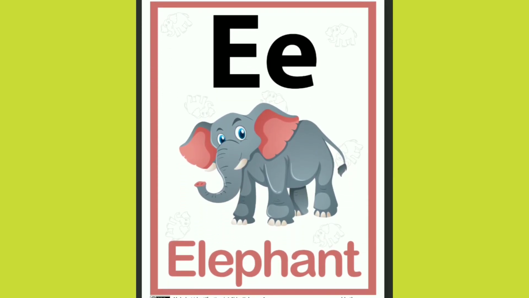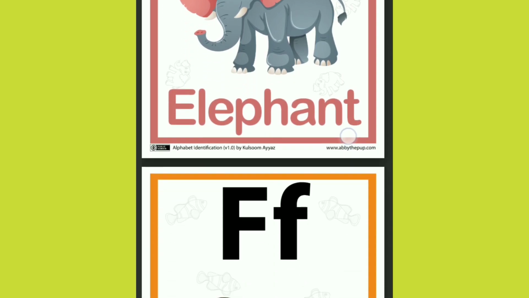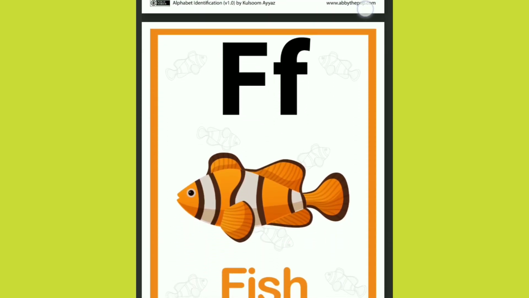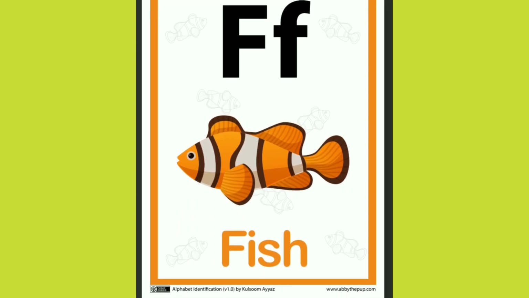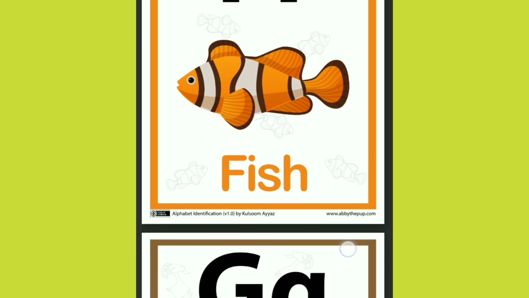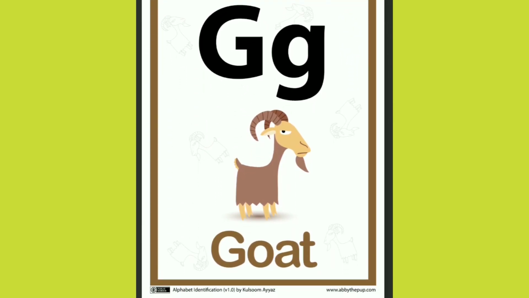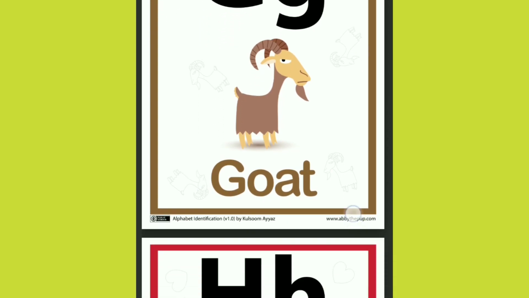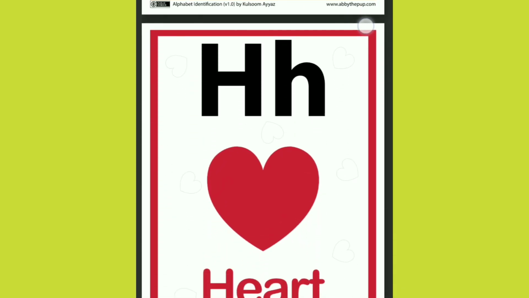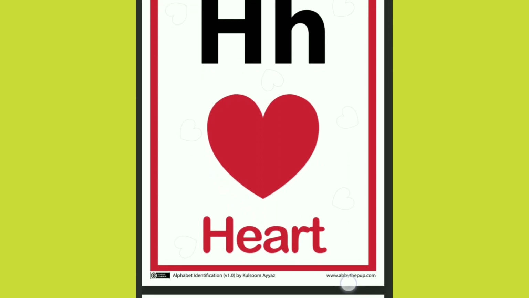E for elephant. F for fish. G for goat. H for heart.